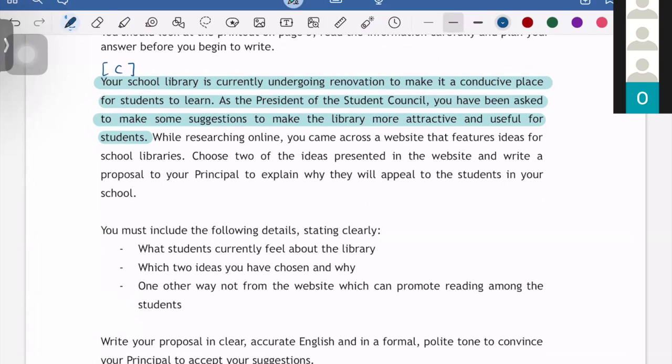Now, while researching online, you came across a website that features ideas, and you are tasked to choose two of the ideas presented in the website and write a proposal to your principal. Explain why it will appeal to the students in your school. So you are writing a proposal to the principal, you're explaining to him why this is your choices. That is your purpose.